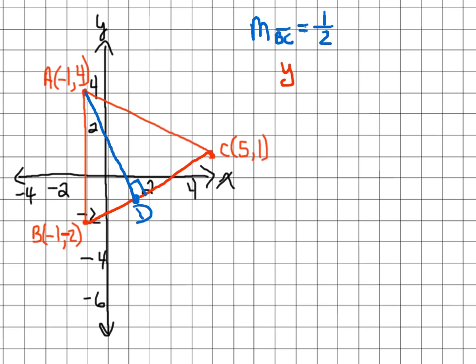So again, trying to be consistent with my colors here. The equation of a line, y equals mx plus b. We need the slope and the y-intercept. We have the slope. Now I'm going to substitute in one of the 2 points to find out what b is. I'm choosing (-1, -2) because it's on the left-hand side of the graph.